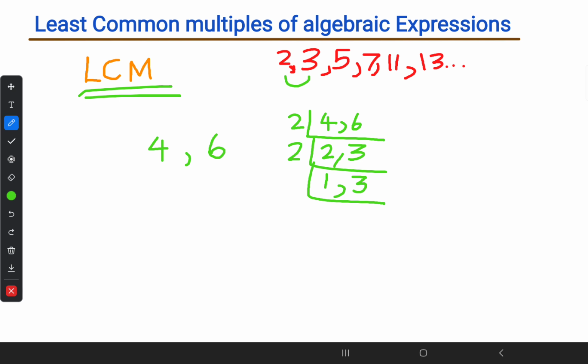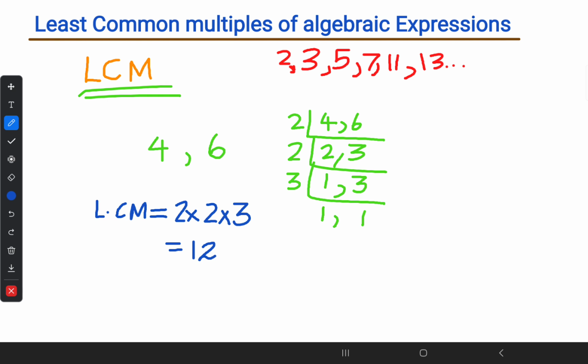Now let's move to our next prime number, that is 3. 1 is already found. 3 divided by 3 is 1. So to find the LCM for these two numbers, 4 and 6, you have to find the product of prime factors. Since these are prime numbers, we can call them prime factors. You should take the product of prime factors to find the LCM. So 2 times 2 times 3 would be 12. That would be the LCM for these two numbers, 4 and 6.